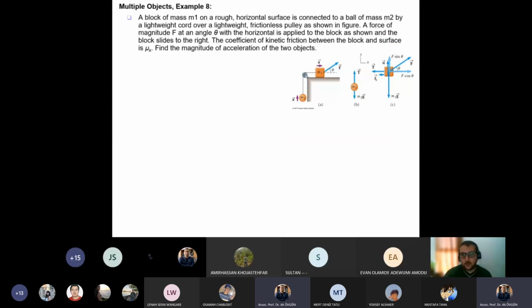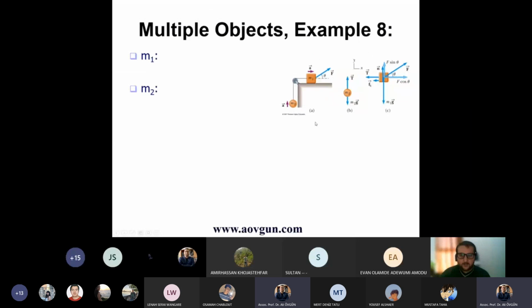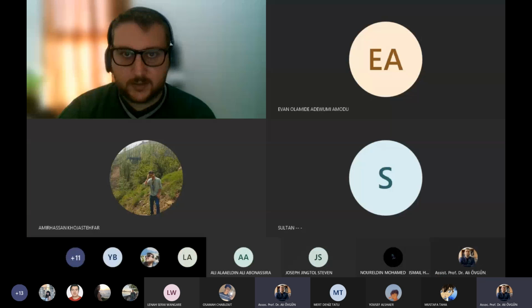Now let's look at this problem. In this example, they didn't give you any values, but I am going to give you some values. But first, let's go to the whiteboard and solve it.